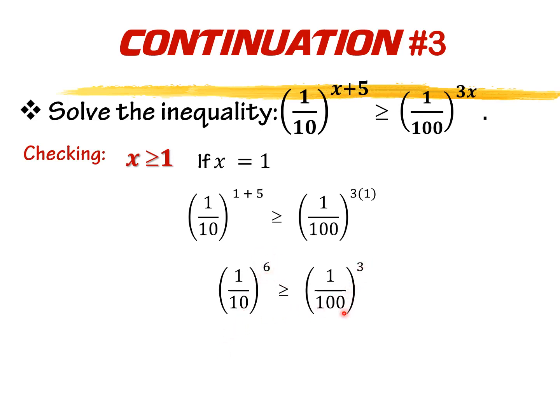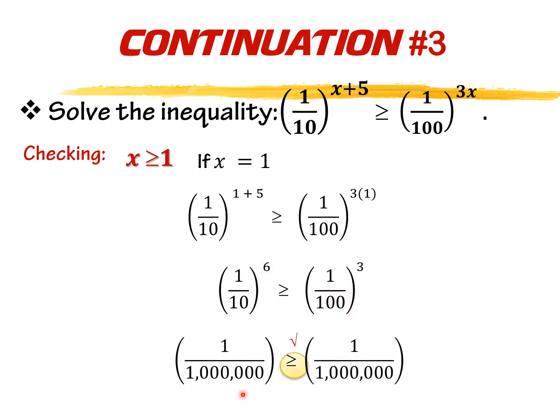And then since this is 1/10 raised to 6, that will give you 1 million. And this one is the same. So you multiply 100 three times, that is also 1 million. So 1 over 1 million is greater than or equal to 1 over 1 million. So since you have here the equal sign. Now again, you can still test other values. For example, 2. And when you substitute it, you will still get a true inequality. So the solution set is x greater than or equal to 1.